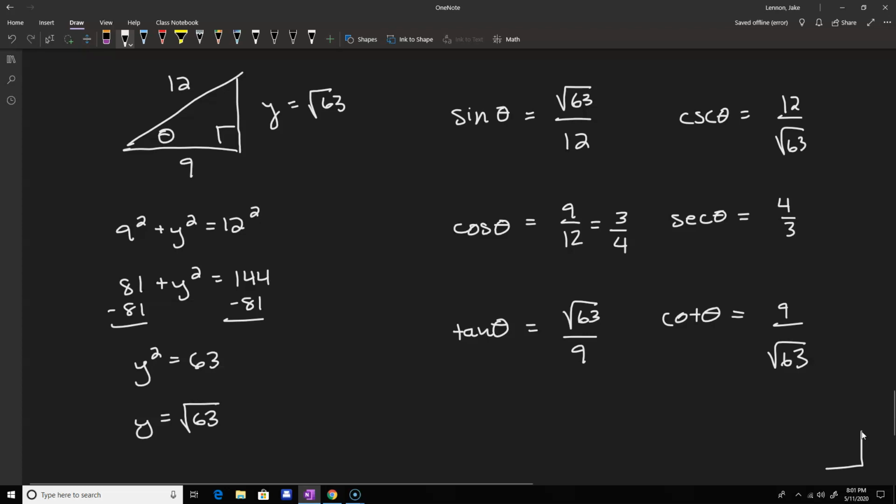So just find the missing side and then identify what the opposite, adjacent, and hypotenuse are with regard to theta in this problem.